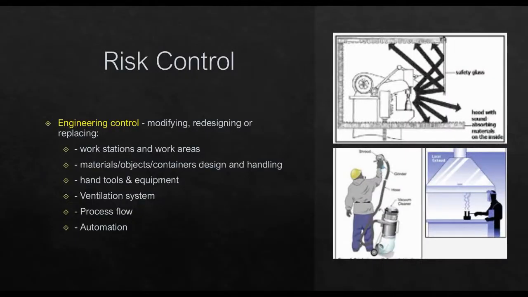This is the engineering control example: modifying, redesigning, or replacing workstations and work areas. For example, materials, objects, containers, design and handling, hand tools and equipment, ventilation system, process flow, and automation. So for engineering control, maybe we change the location of the machine to another suitable place.